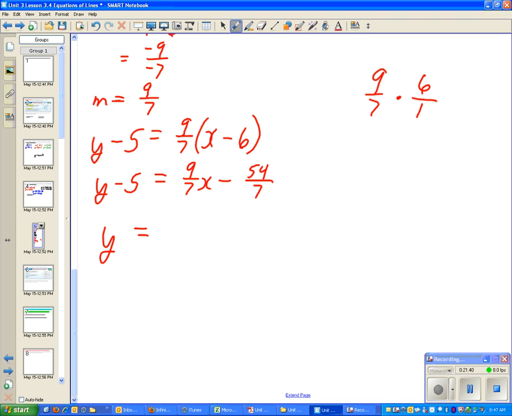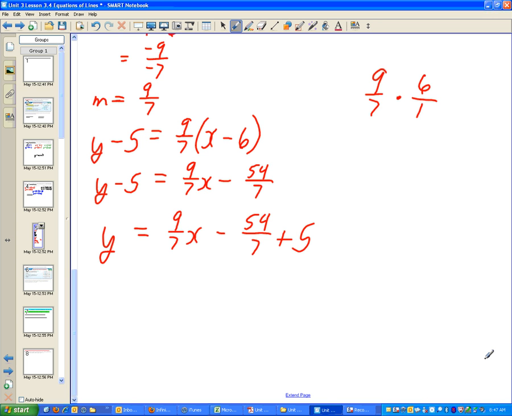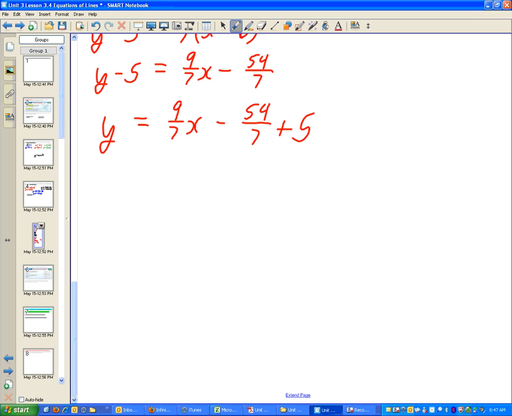When I add 5 to the right, I still have the 9/7 x. So what I've got to do next, I guess I'll go ahead and write this down. I need to add the negative 54/7 and the 5. Okay? And I said this is the hard step. It's not that it's hard, it's that you haven't had to add fractions for a while. If we're going to add fractions, we need a common denominator.